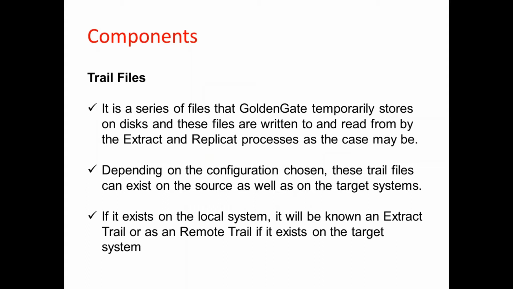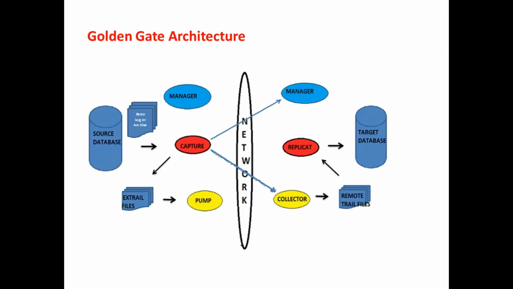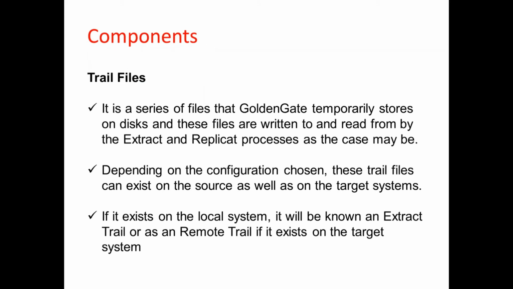Trail files exist on both sides. You see in the diagram that there are trail files on the source and on the target. Trail files are a series of files that temporarily store the data on disk. These files are written and read by the GoldenGate processes. Depending on the configuration chosen, these trail files can exist on the source database as well as on the target database. On the source, if it exists on the local system, it is known as the extract trail. On the target, it is known as the remote trail files.